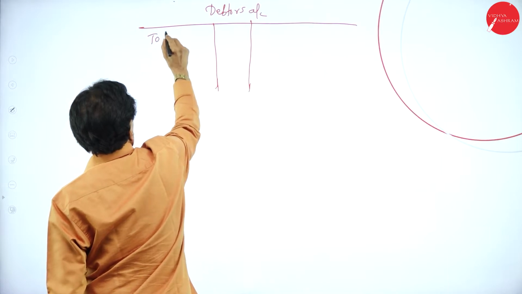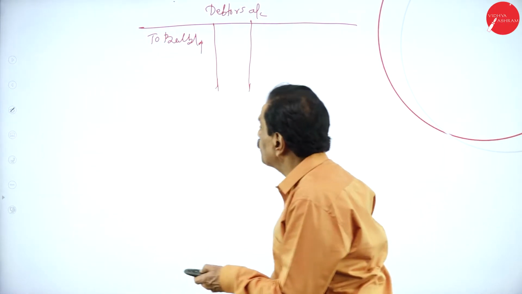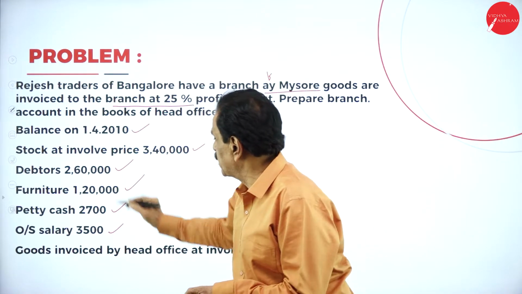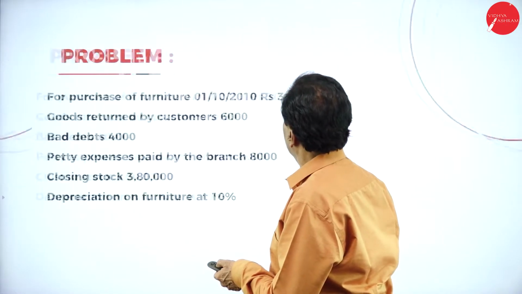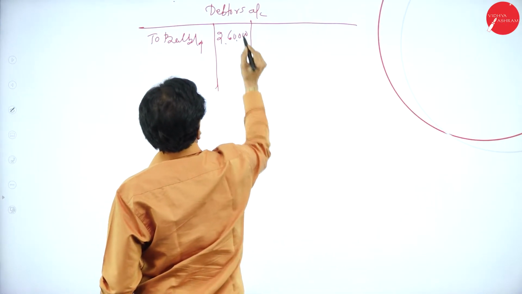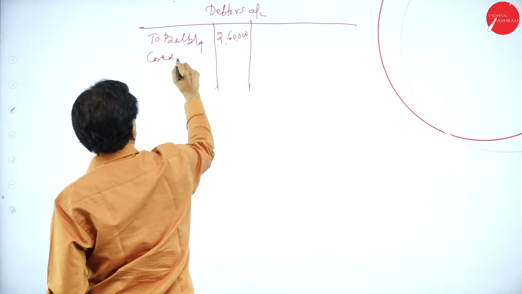To balance brought down. What's your opening debtor? See that? Beginning of the year, balance of debtor 2,60,000. Cash received from debtor, credit sales.